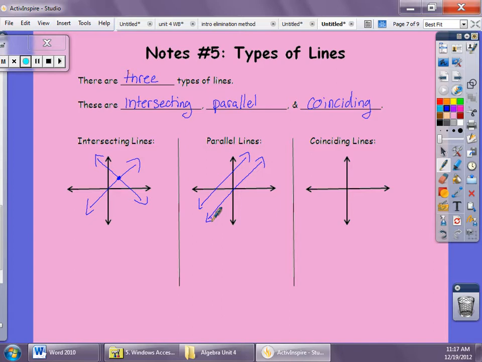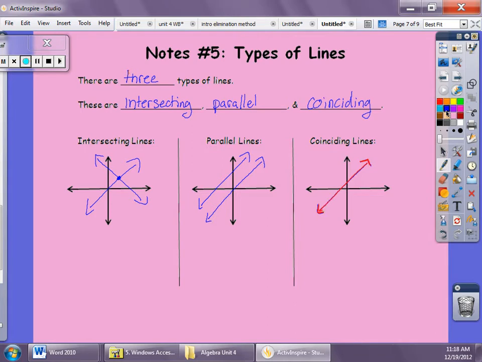Now this last one, coinciding lines, means it's just the same line. If I have this line, I drew this first line in blue. Now if I draw a second line, you notice it overlaps this first line. So these are coinciding lines. They are the same line, they lie on top of each other.